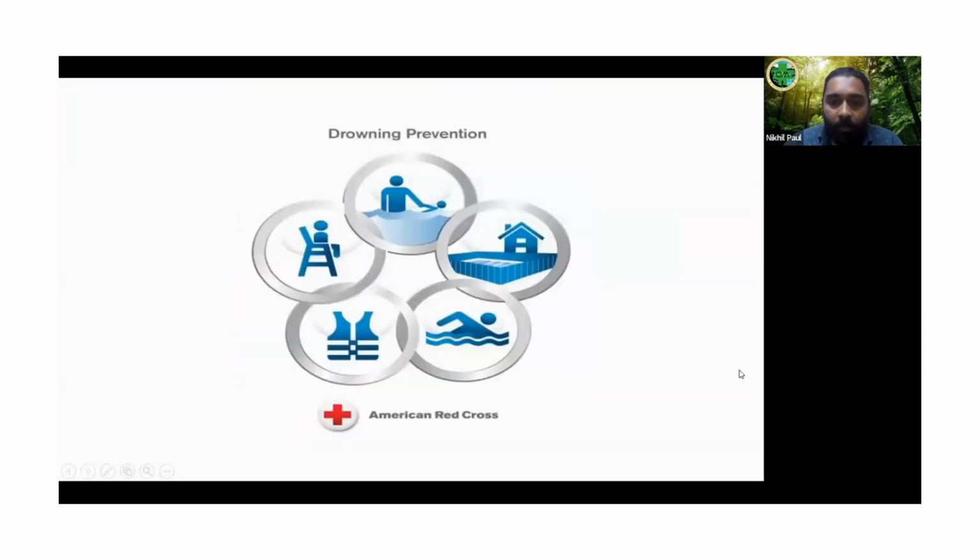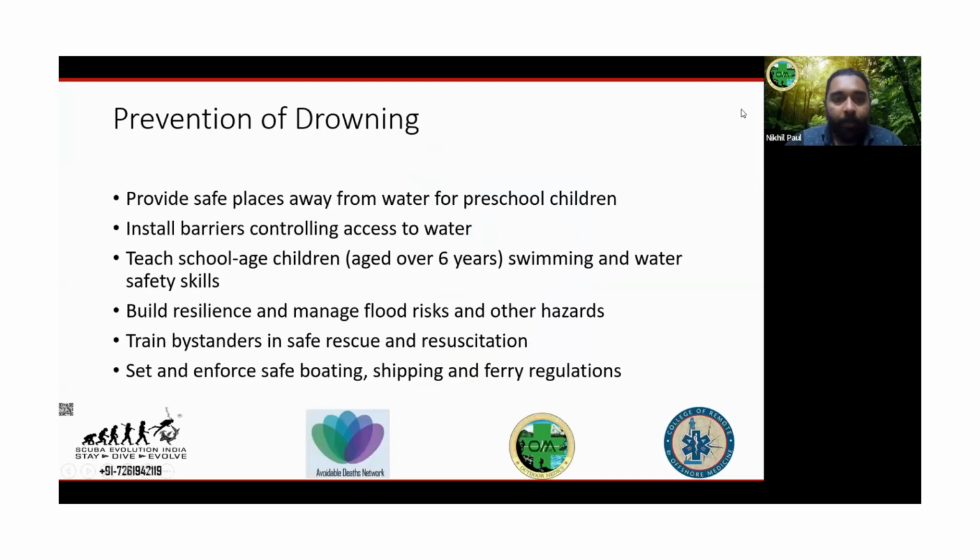Now, these are some of the strategies which were also mentioned earlier: learning swimming, barriers for swimming pools, life jackets, vigilant lifeguards, all those things. Now, prevention of drowning, these are the guidelines set by WHO. Provide a safe place away from water for preschool children. Install barriers, like controlling the access to water. This includes swimming pool barriers, closing the wells with some covering. Also, for all water bodies, you have to put in barriers.